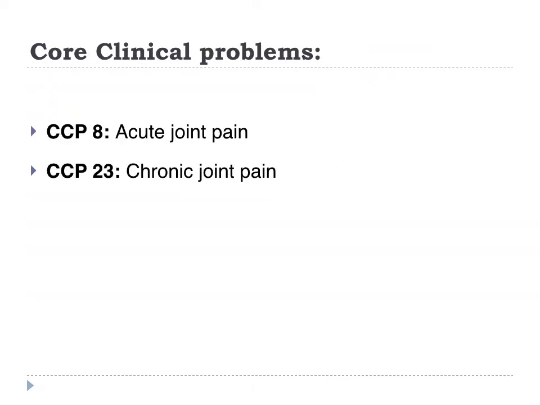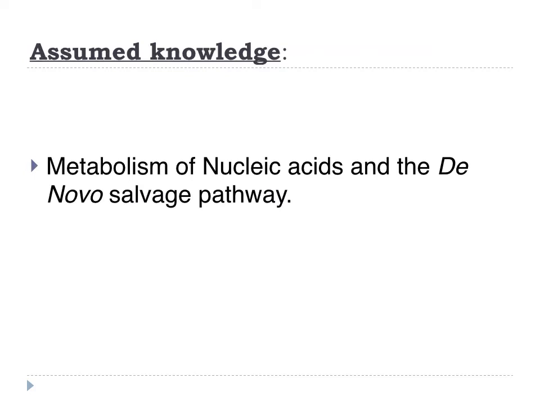The core clinical problems that are involved are acute joint pain and chronic joint pain, number 8 and number 23 respectively. You should go through your previous knowledge concerning metabolism of nucleic acids and the de novo and salvage pathways. You could see it in previous lectures or in any other biochemistry book.